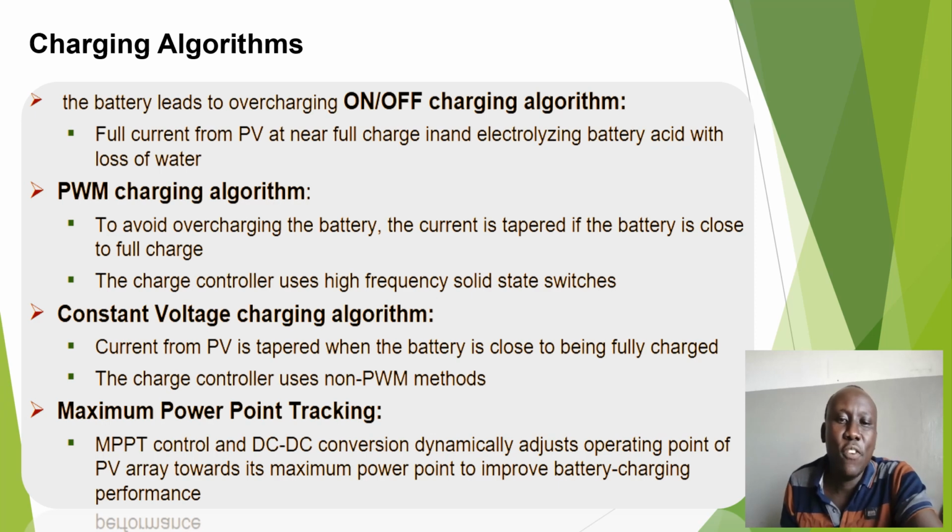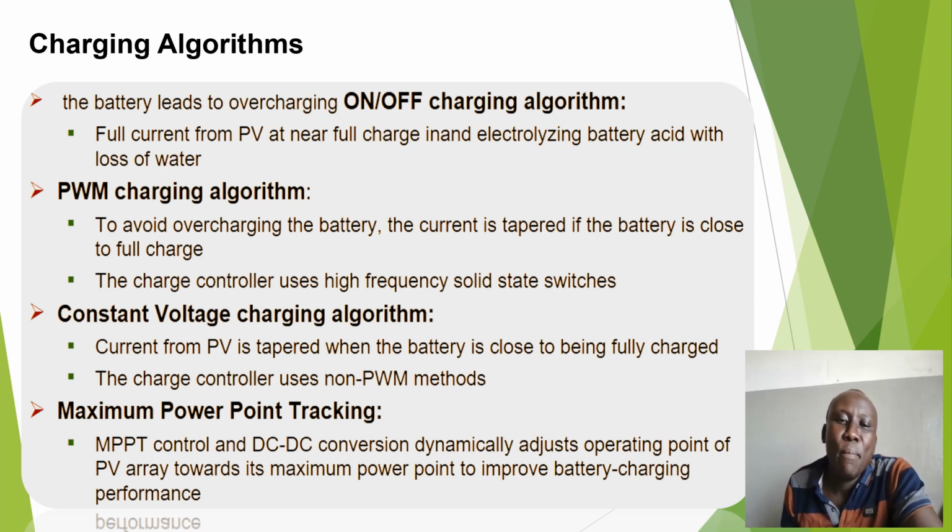Now, in constant voltage charging algorithm, current from the PV is tapped when the battery is close to being fully charged. Also, it behaves the same way, but the controller uses a non-pulse width modulation method.